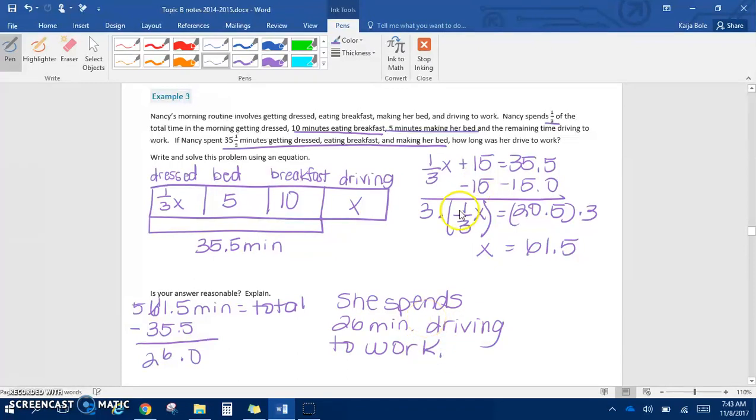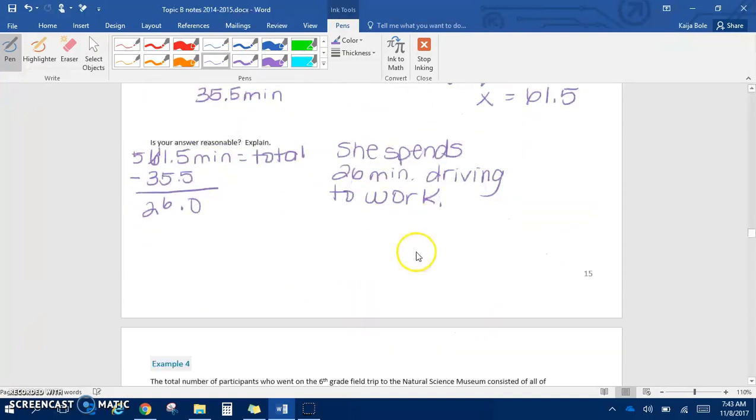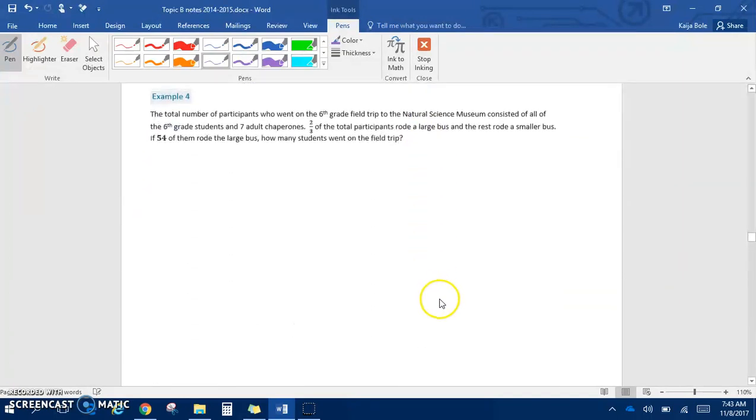Okay. If you have any questions about this example, it's a little tricky, make sure you write them down and I'll answer them in class tomorrow. But we're going to do one more all together, so flip on over to the back page. We're going to do example 4.